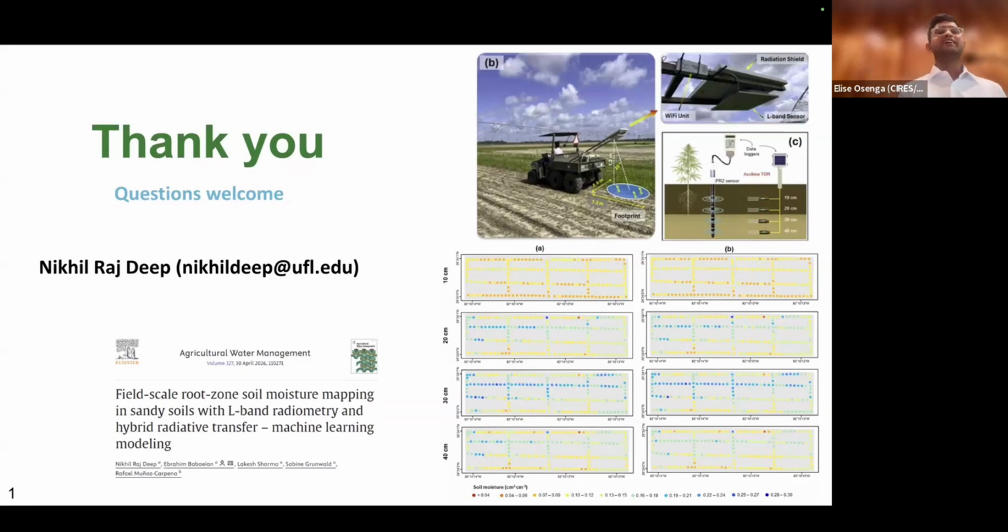And one more thing to add. I validated NISAR results for Florida, all 3 products, and I found the RMSE was 6%, and it was worse near the Everglades region, which has more clay texture soil.